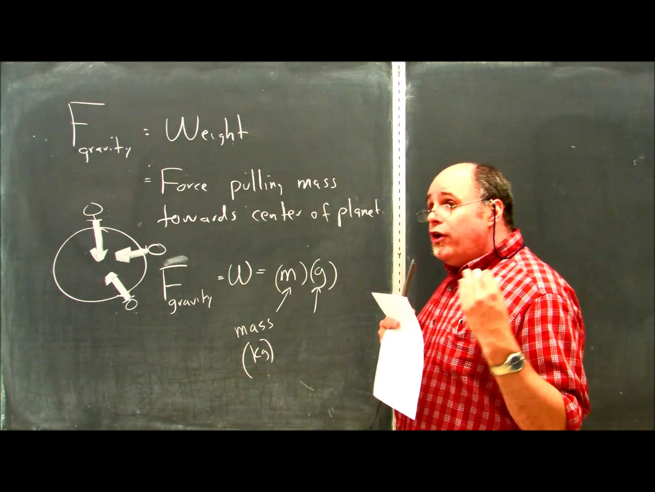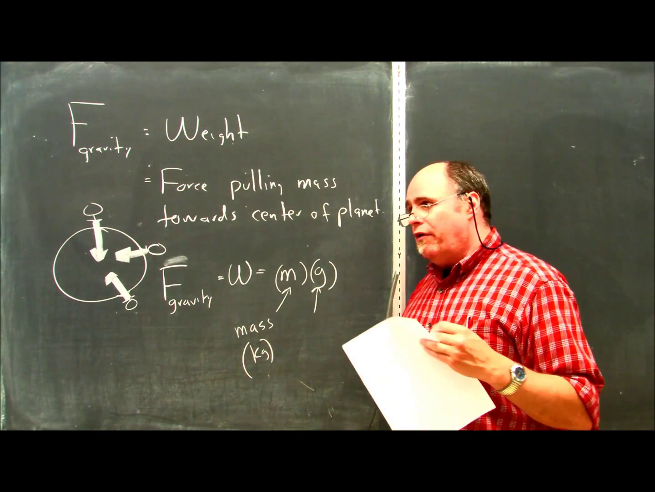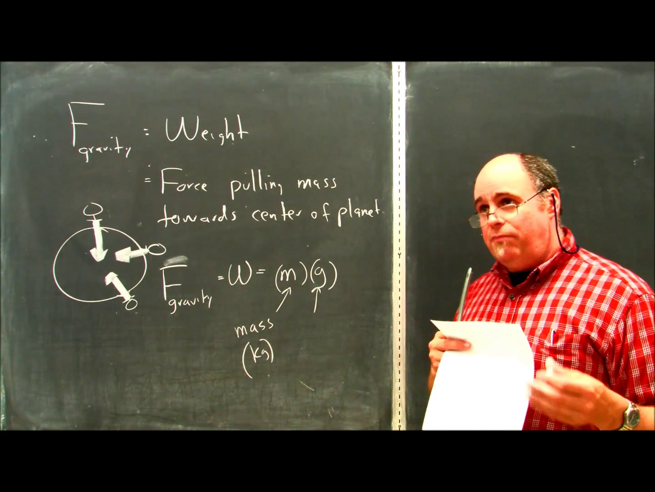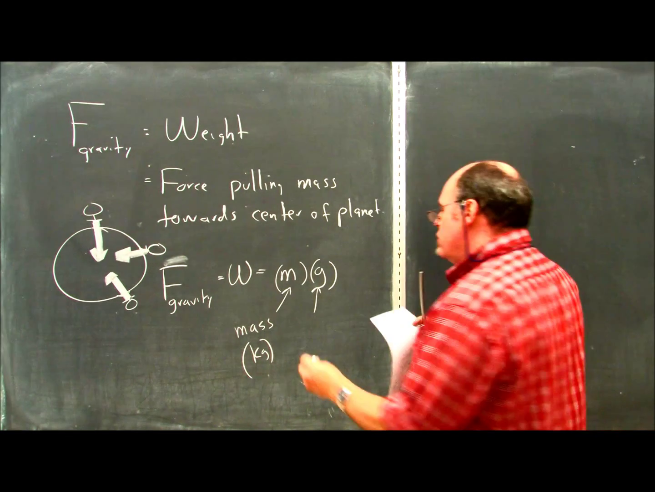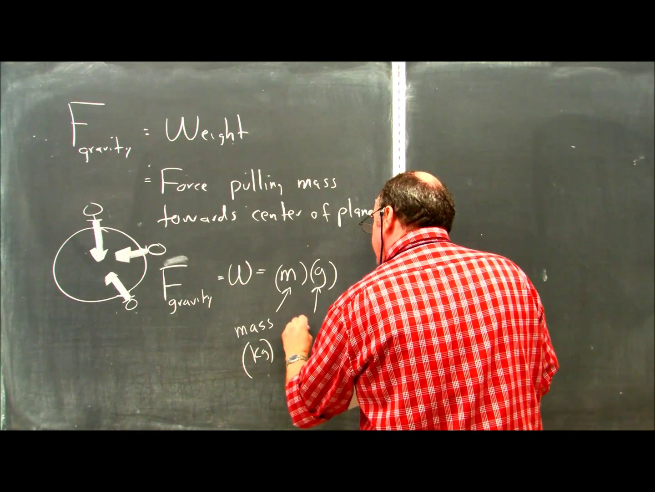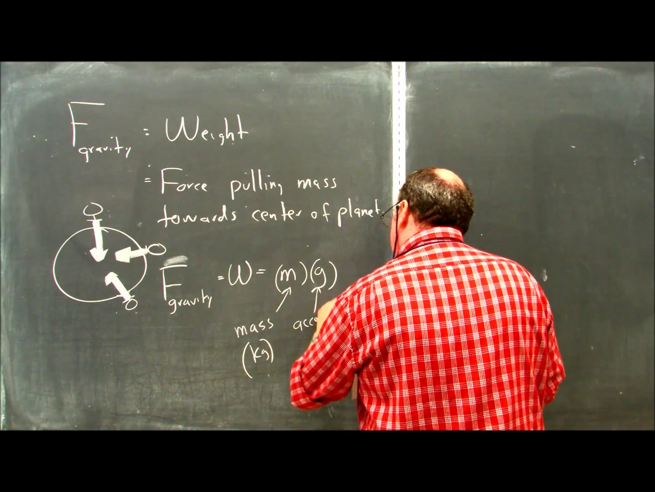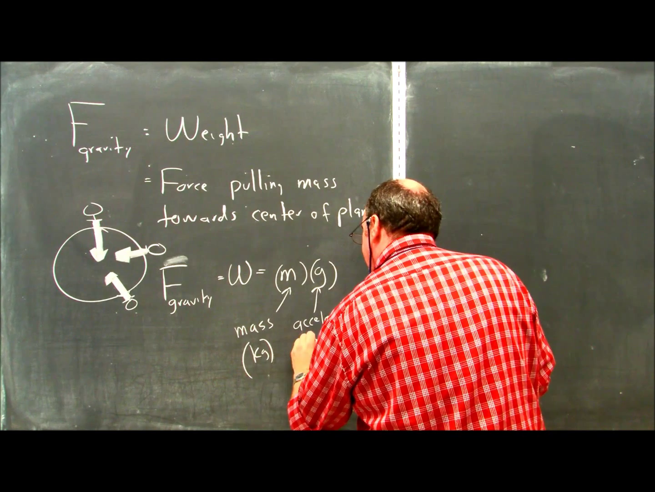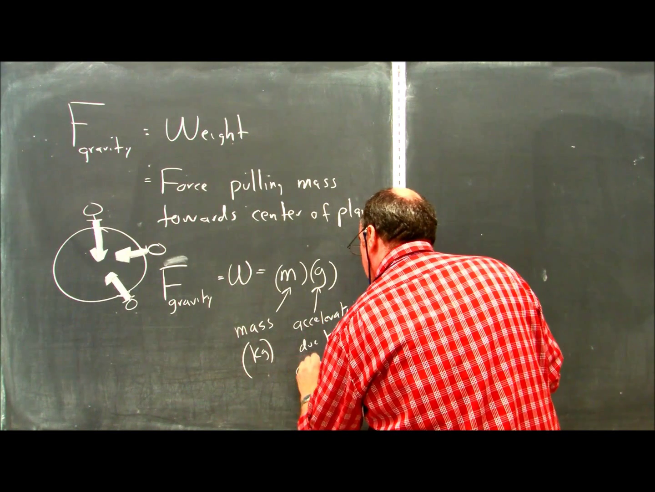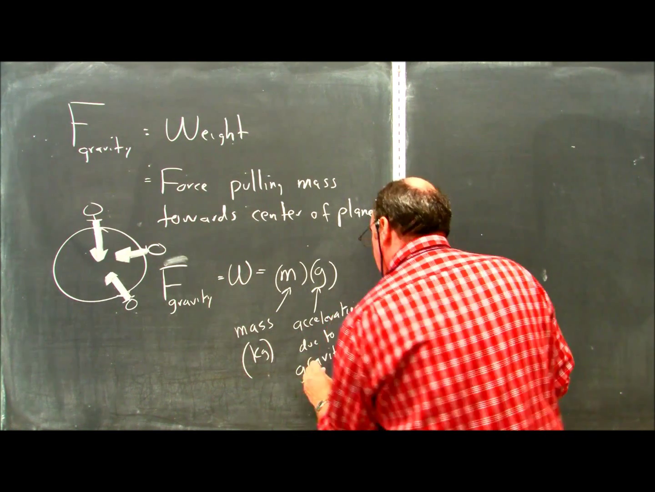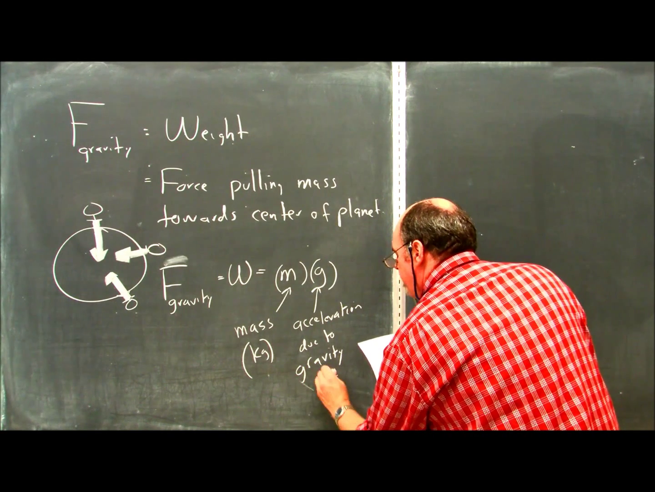So when we're on Earth, basically no matter where you are on Earth, the acceleration is approximately 9.8 meters per second squared going down. So this is the acceleration due to gravity. Okay. And it's in units of meters per second squared.